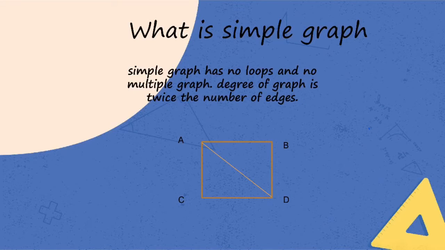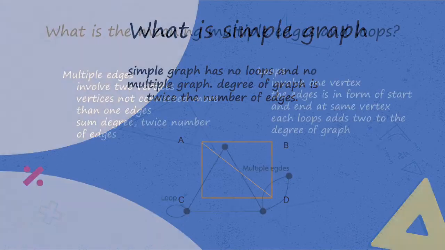Next, we are going to learn what a simple graph is. A simple graph has no loops and no multiple edges. The sum of the degrees of the graph is twice the number of the edges. The picture below shows an example of a simple graph.